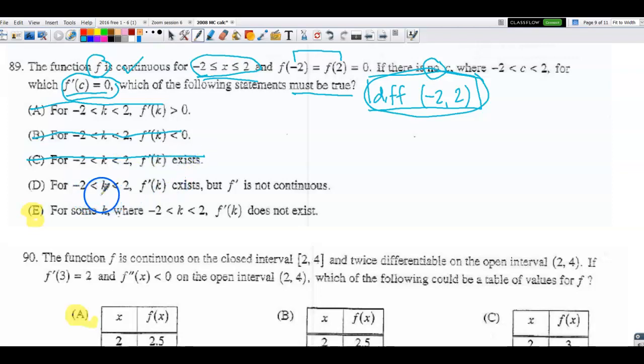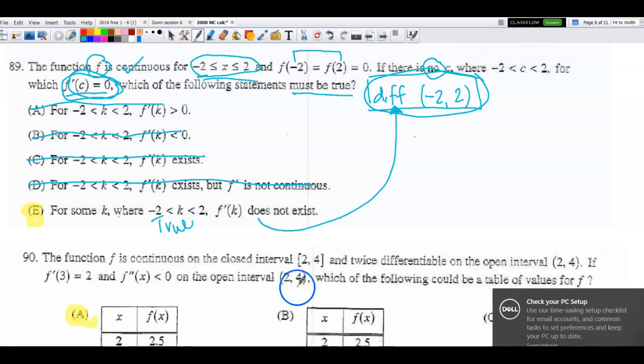For negative 2 to 2, there is a value of x called k where the derivative exists, but f prime is not continuous. I don't know. Maybe f prime is continuous. Maybe it's not continuous. I don't know. For some value k, between negative 2 and 2, the derivative at k does not exist, and there it is right there. The differentiability, that's what breaks it. Somewhere there is no derivative, therefore, Rolle's or mean value theorem conditions are not met, therefore, we can't make the promise. So we're looking at E would have to be true in order for the theorem not to apply.